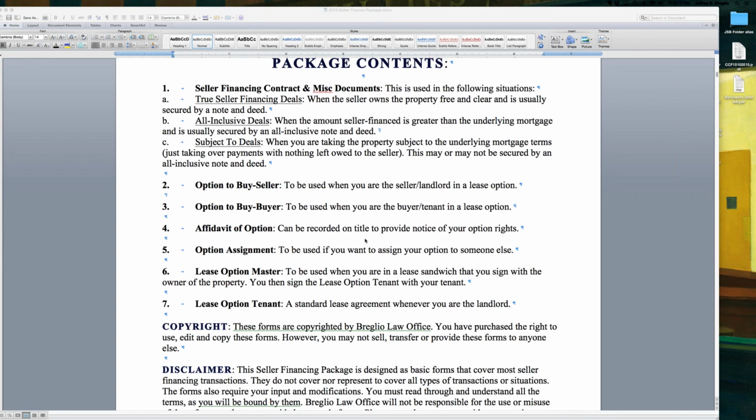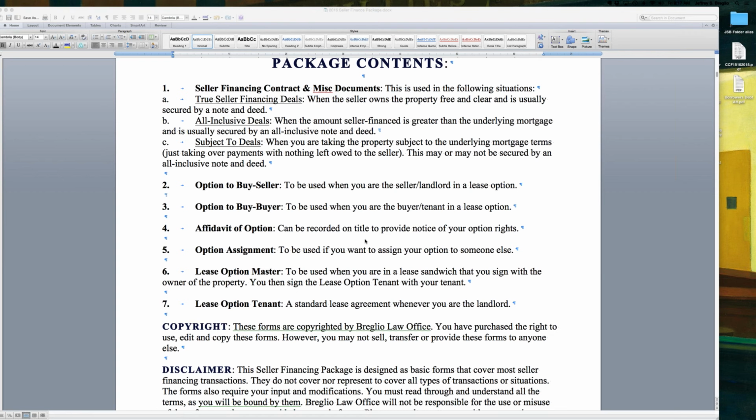A true seller financing deal is when the seller owns the property outright, which means there's no underlying mortgage. The seller just becomes the bank and they finance your purchase. So they give you a loan to buy their house, and you make payments to the seller rather than to a mortgage bank.